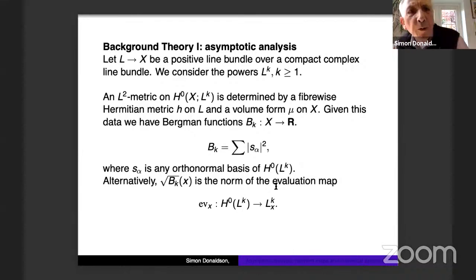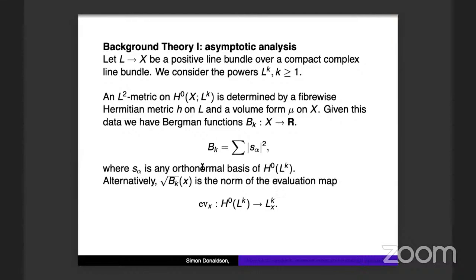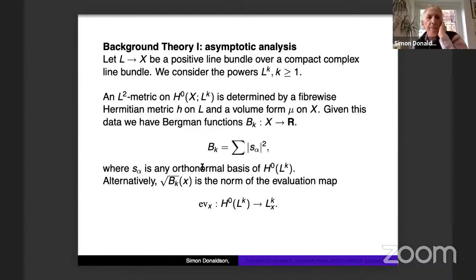So to discuss this a bit more, I'm going to launch into a section of background in which I'll talk about some of the analysis and geometry relevant to these projective embeddings. So let's consider abstractly our compact complex manifold X with an ample line bundle L over it, or a positive line bundle over it. And then we're going to consider the tensor powers L to the k for positive integers k.